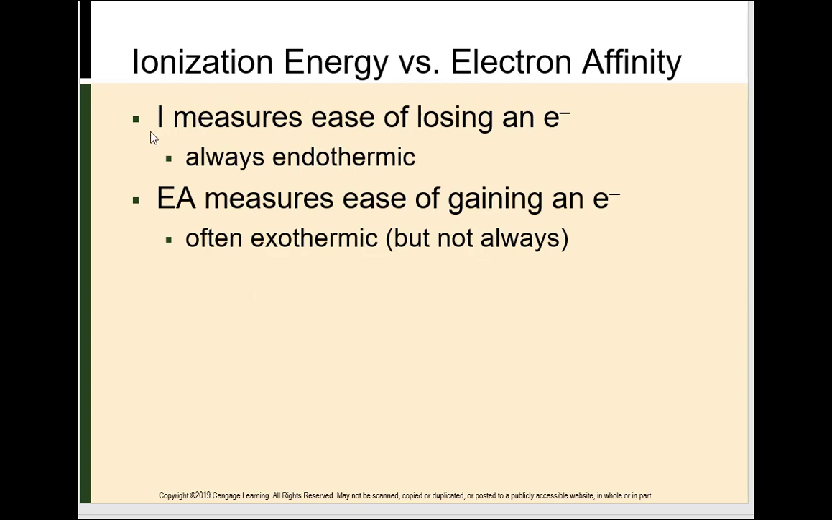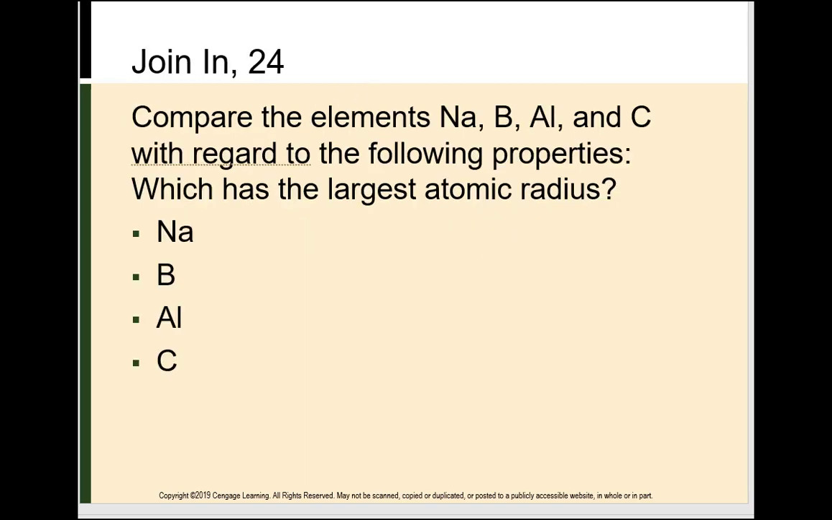So like I said, similar but different. Ionization energy is the ability to lose an electron, which is an endothermic reaction. So that's ionization energy, I. Electron affinity, EA, measures gaining an electron. Often it's exothermic, but not always. So losing, gaining.